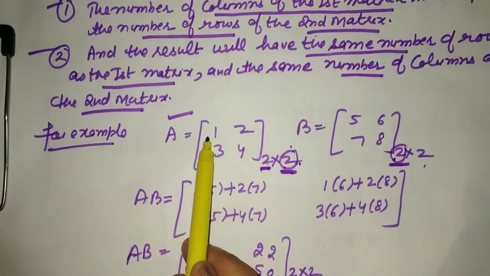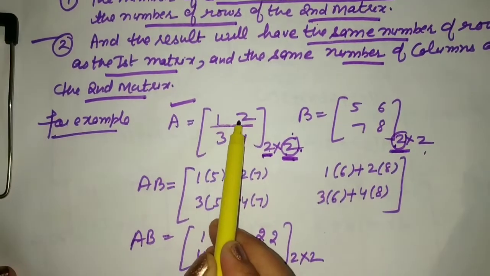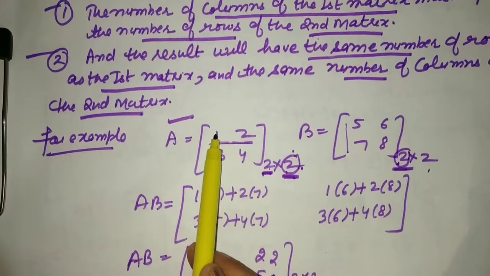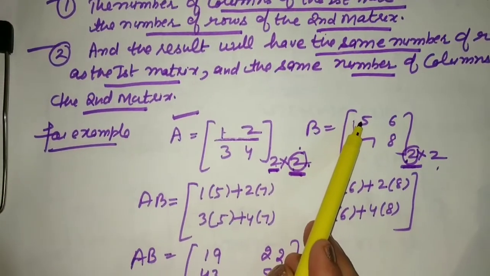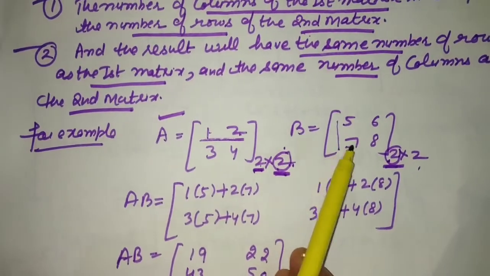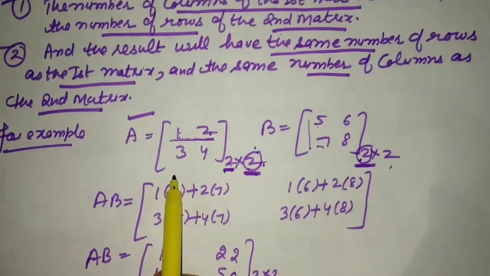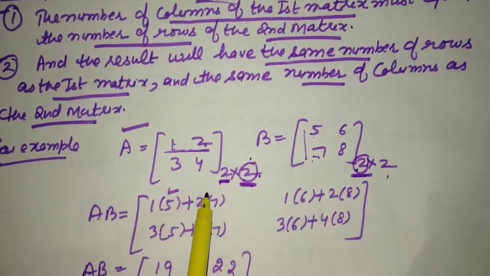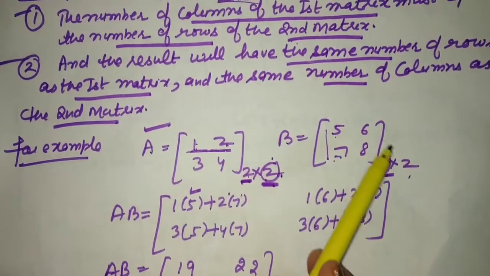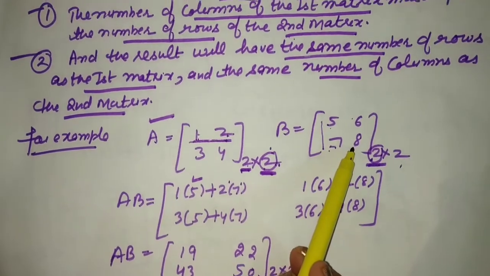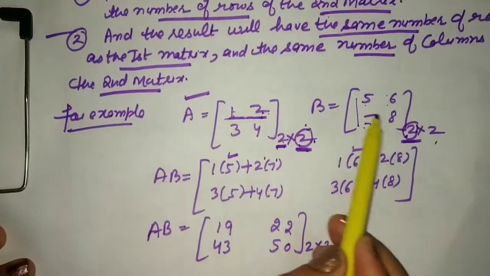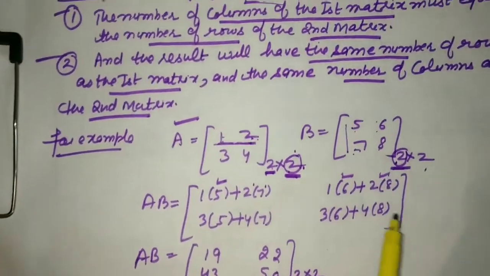How do we have to multiply? Firstly, we have to multiply the first row with the column of the B matrix. That means 1 into 5, first element multiplied by first element, second element multiplied by second one. 1 into 5, that is 5. 2 into 7, it is 14. Then the first row will be multiplied with the second column of the second matrix. 1 into 6, 6 and 2 into 8, that is 16.